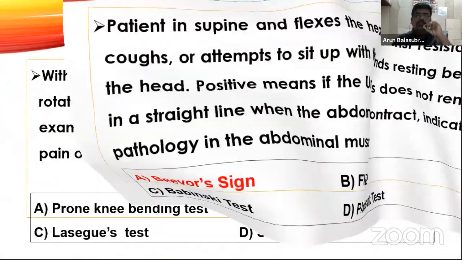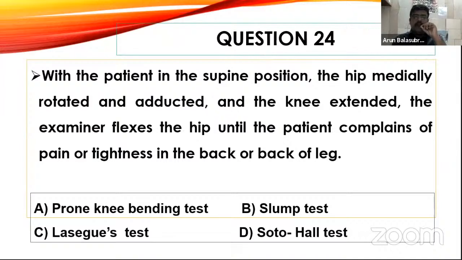Okay, with the patient in supine position, the hip is medially rotated, adducted, and the knee is extended. The examiner flexes the hip until the patient complains of pain or tightness at the back of the leg. So, patient in supine position, hip medially rotated, adducted, and knee extended. The examiner flexes the hip until the patient complains of pain or tightness in the back or back of the leg.